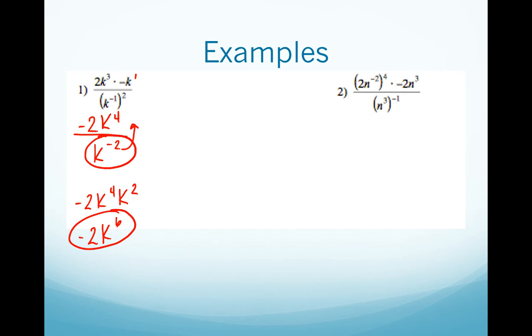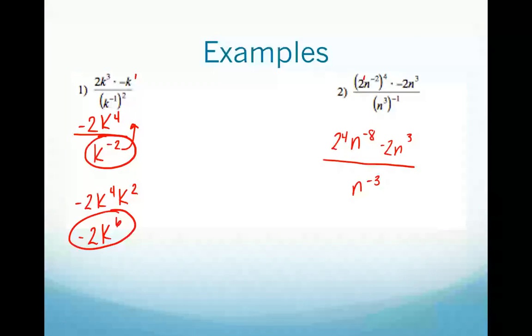Over here, again, similar idea, just to clean this up. This is a 2 to the first, so I would distribute exponents here to make that a 2 to the 4th n to the negative 8, and then we've got a negative 2 n to the 3rd. I can distribute my exponent here and make this an n to the negative 3. So then what I can do is take 2 to the 4th so that I can combine it with this negative 2. So 2 to the 4th is really 2 times 2 times 2 times 2. So 2 times 2 is 4, times another 2 is 8, and then times another 2 is 16. Then 16 times negative 2 is going to be a negative 32.